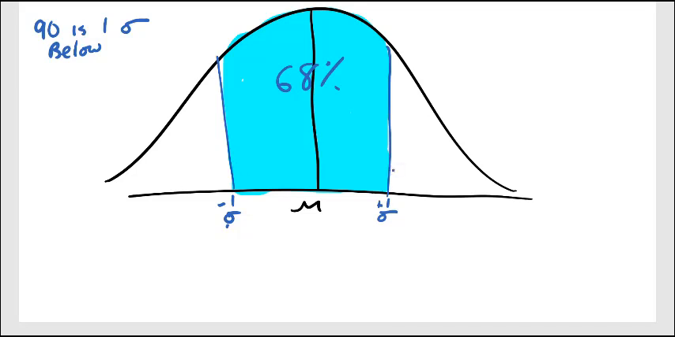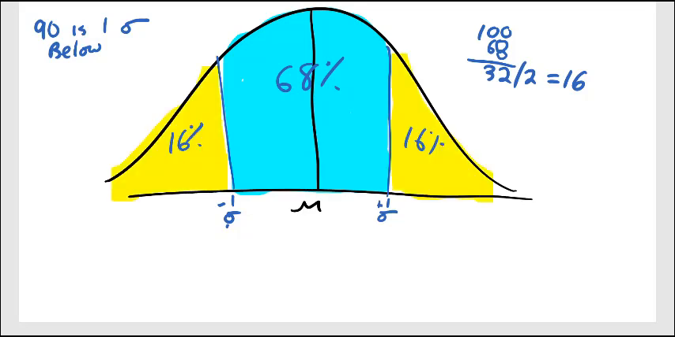I know I have 100% of the area under the curve, and so to find the unshaded area right now, this is going to be 100% minus 68%. So that gives me 32% left over, but that includes both shaded areas, and so I have to divide that by 2. And so I would have 16% in each of the areas. I'm going to shade those in yellow.